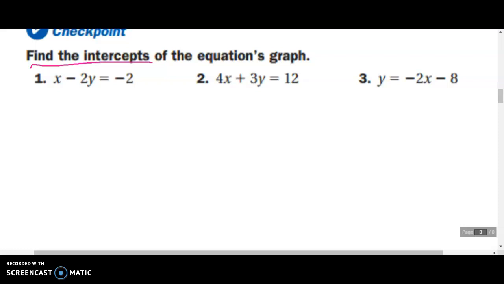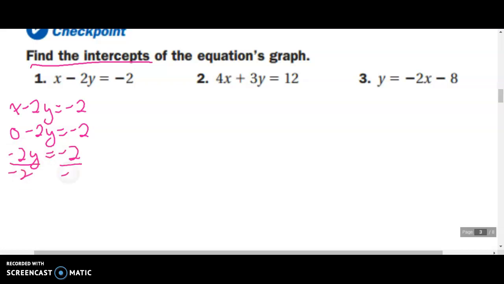So we start with the equation x minus 2y equals negative 2. We plug 0 in for x. 0 minus 2y equals negative 2. So that gives us negative 2y equals negative 2. We divide by negative 2, divide by negative 2. We get y equals 1, which means we have a point at x equals 0, y equals 1.